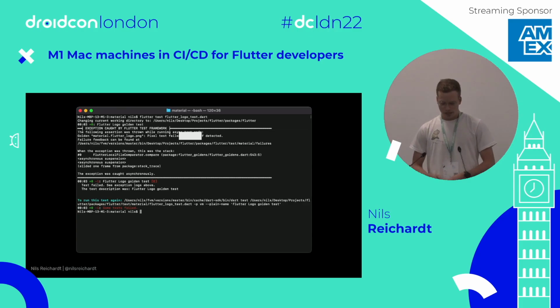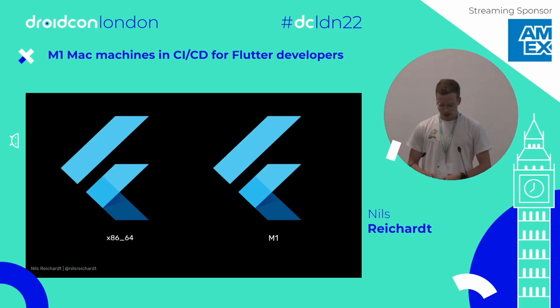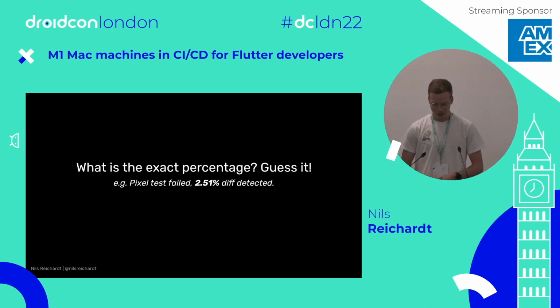And this is a bit weird because if you look here, you see on the left the original image, on the right the M1 image. And there's slightly a very small difference. You cannot really see this, but there's a difference. And we're now going to play a game because I want you to guess how much percentage it is failing. Because the Flutter tool is saying pixel test failed with 2.5%.